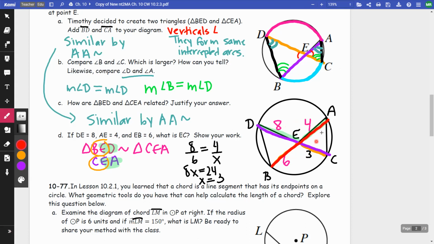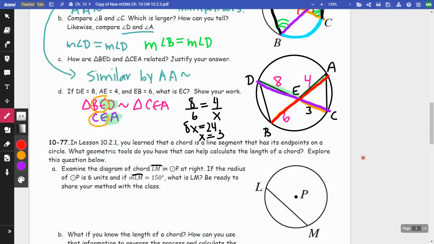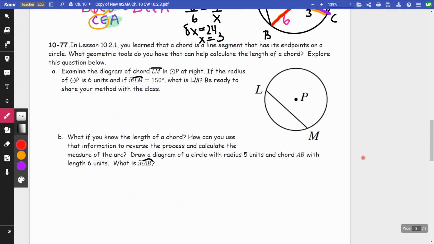So what happens when you have two chords intersecting, the segments that are formed, if you multiply the segments that are formed by the one chord intersecting and the segments that are formed by the other chord intersecting, they're going to equal the same thing. So that's also something we want to come across with from this lesson.